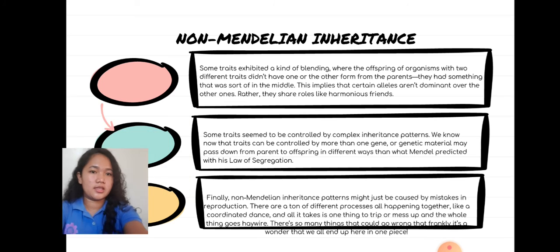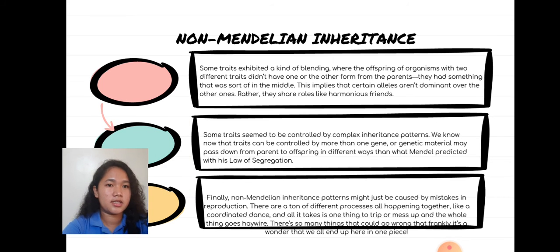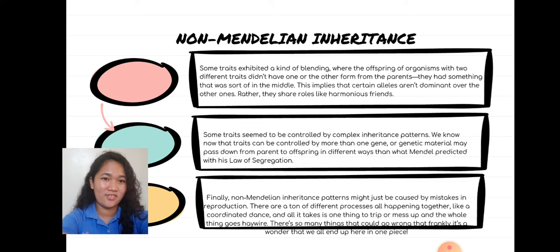Non-Mendelian inheritance. Some traits exhibited a kind of blending where the offspring of organisms with two different traits didn't have one or the other form from the parents. They had something that was sort of in the middle. This implies that certain alleles aren't dominant over the other ones. Rather, they share roles like harmonious friends.